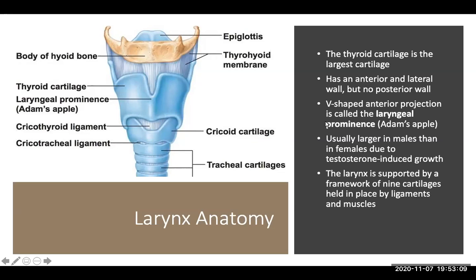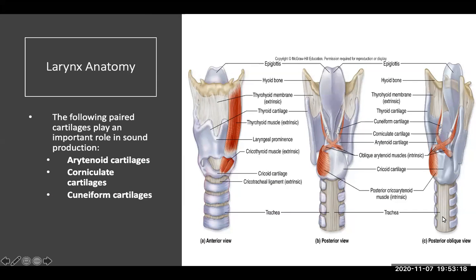Your larynx is supported by a framework of 9 cartilages held in place by ligaments and muscles, and you can see some of those there as well. The following paired cartilages play an important role in sound production: the arytenoid cartilages, the corniculate cartilages, and the cuneiform cartilages.